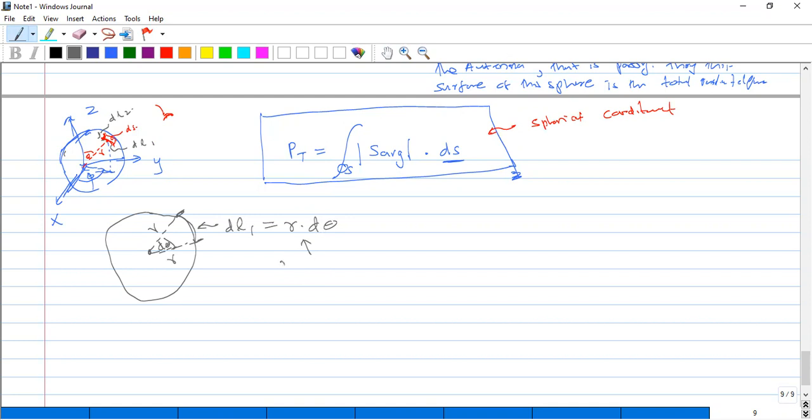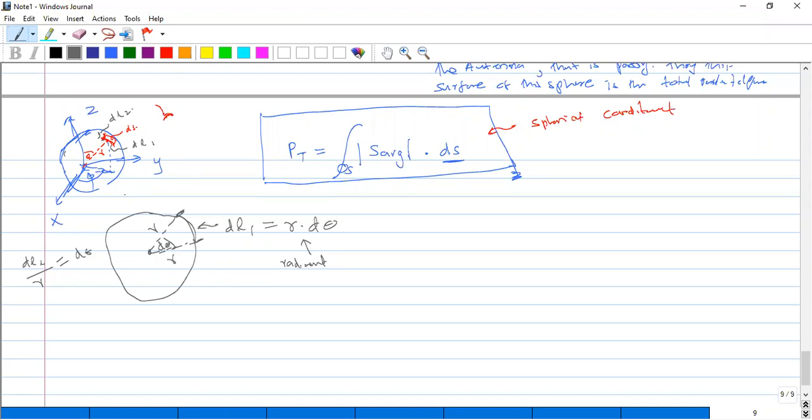This theta is in radians. This is the definition of radians: if you divide this length by the radius, you will get this angle d theta in radians. So let's assume these are measured in radians, so dl1 is nothing but r d theta. And what is dl2?